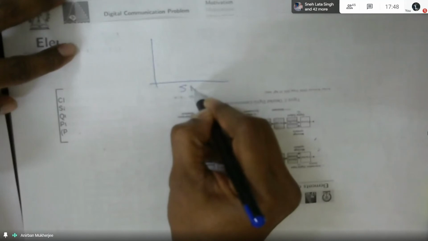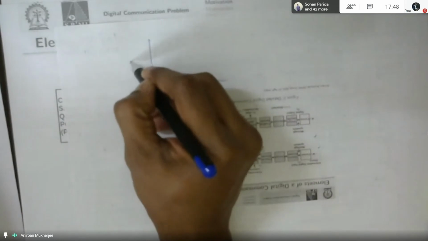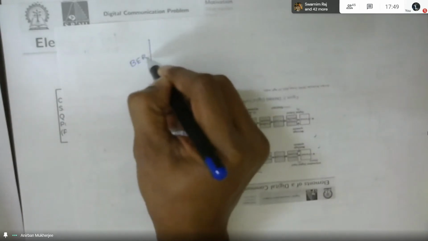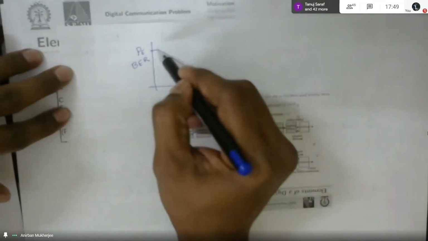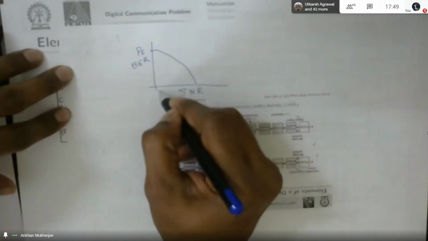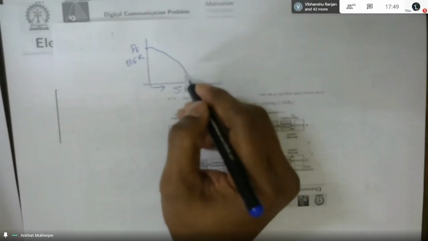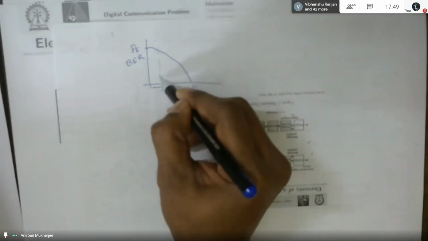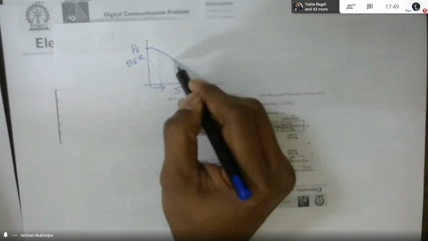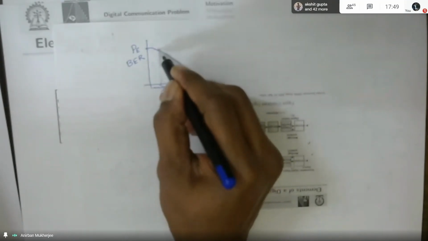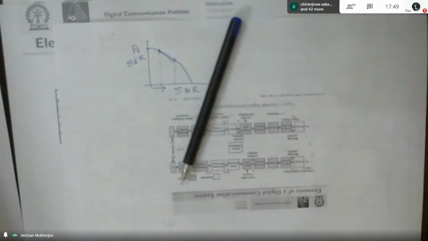Say this is your SNR, signal to noise ratio. Now this is your bit error rate, BER, probability of error, you can say. Generally our plots are like this. That means if you are pumping more SNR, your probability of bit error will move from this point to somewhere here.